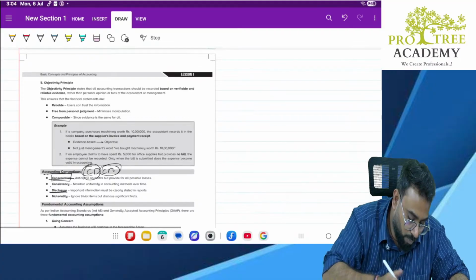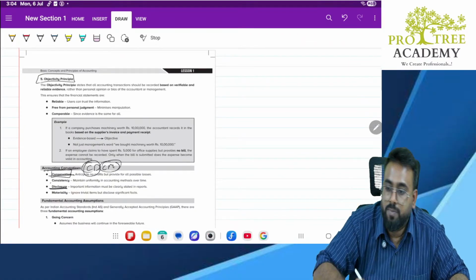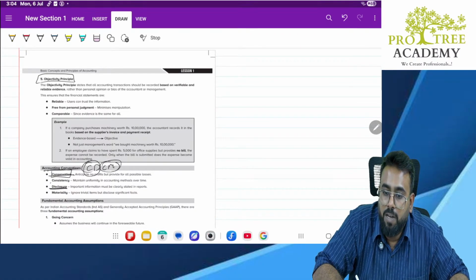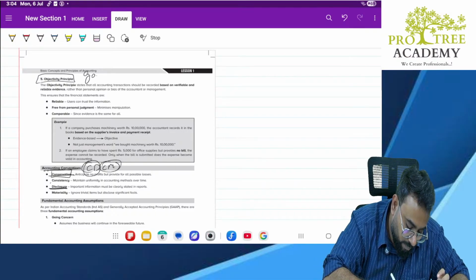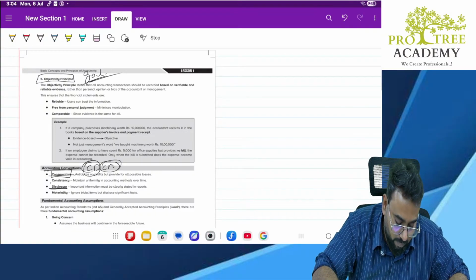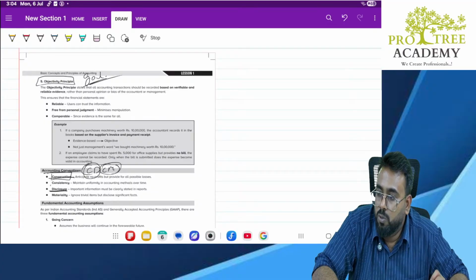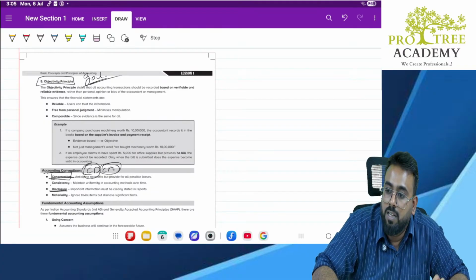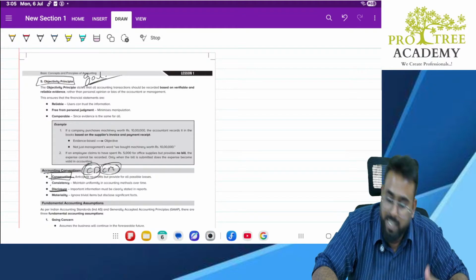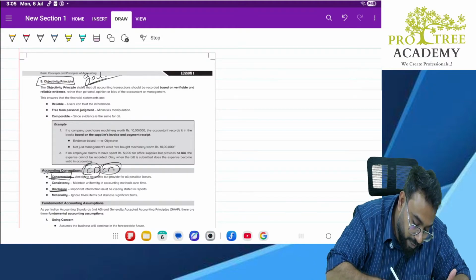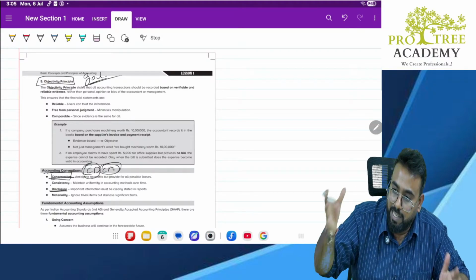Next, there is one more, the objectivity principle. Objectivity principle is nothing but objectivity. The word itself is nothing but goal. What is the goal of these principles? Objectivity principle means what is the goal? It is simple, sir. What is the objectivity behind you recording the transactions?